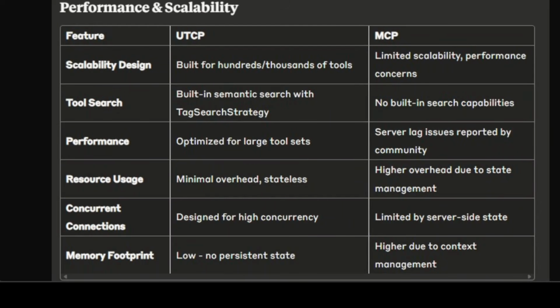Now, UTCP addresses real-world scaling challenges with built-in semantic search for large toolsets and a stateless architecture that eliminates memory overhead from concurrent users. So there are a lot of issues that I have seen personally in the real world about MCP servers lagging, that really suggests that state management creates some performance bottlenecks, whereas UTCP is designed and optimized for hundreds of thousands of tools, which makes it more suitable for enterprise environments where MCP state management becomes quite limiting.